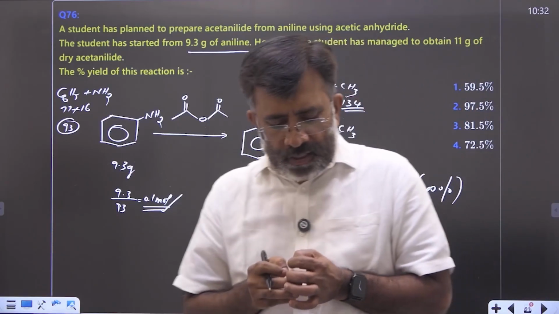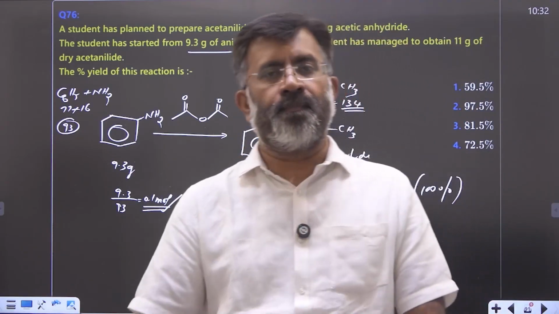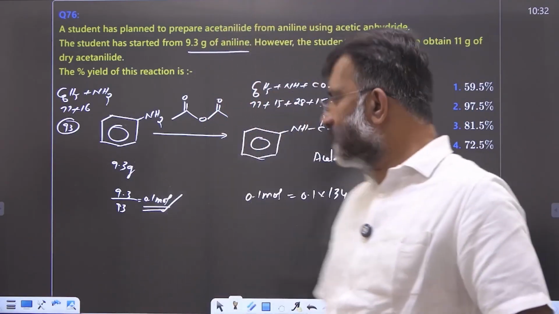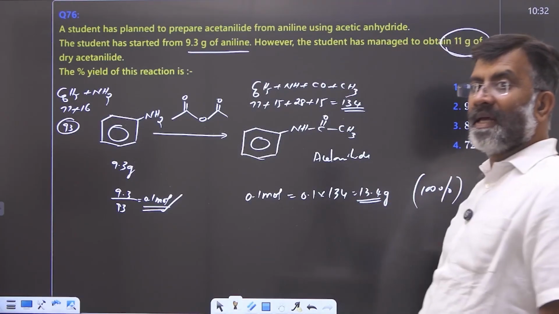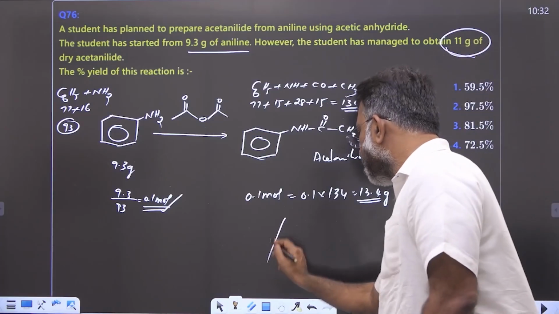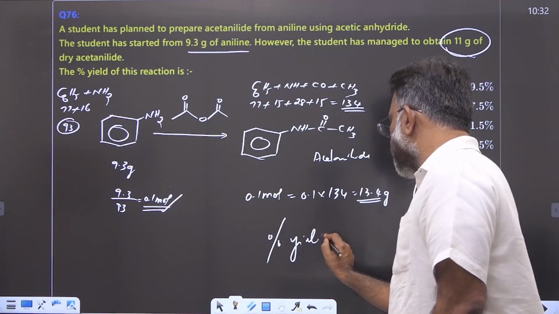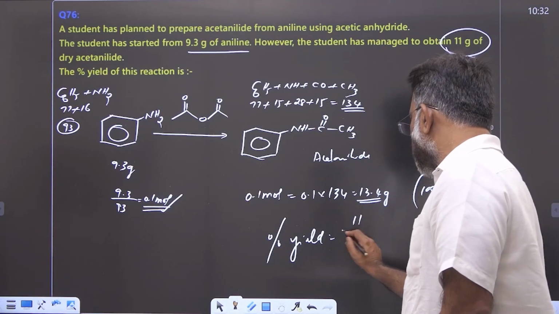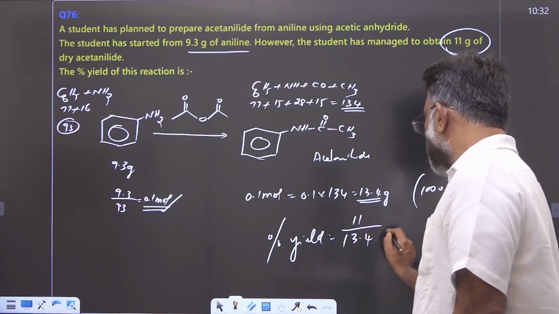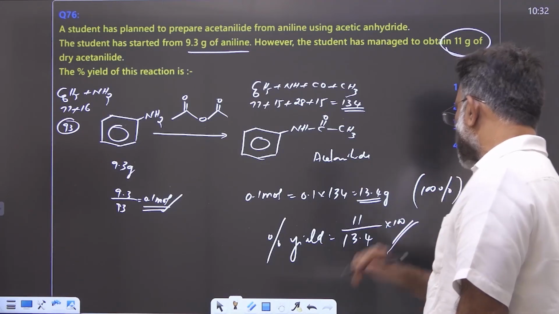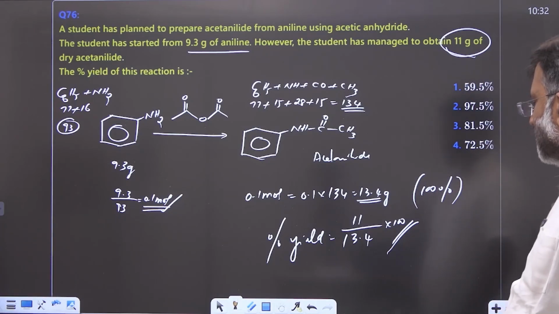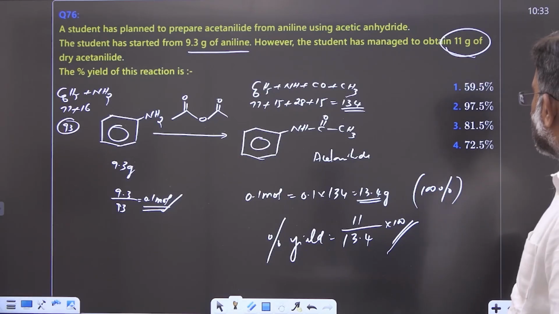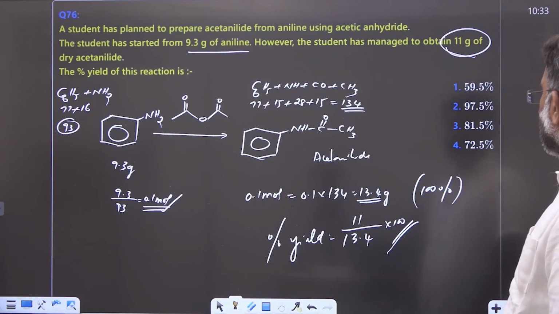Suppose the reaction has got 100% yield. The mass of product obtained is 13.4, but the quantity that we get is only 11 gram. So what is the yield? Percentage yield equals obtained mass divided by obtainable maximum quantity into 100. That will give you the answer: 1100 by 13.4.